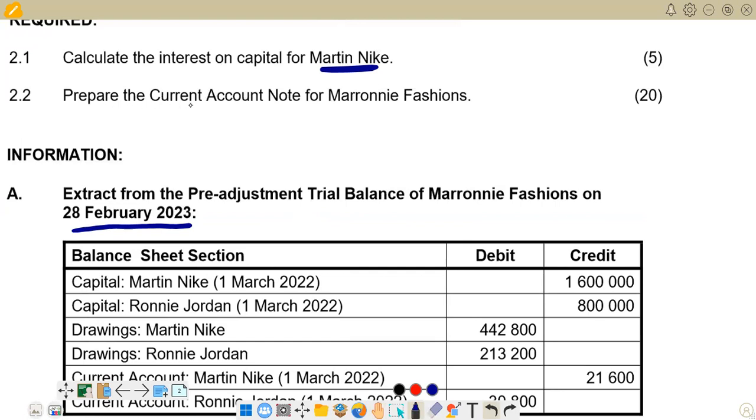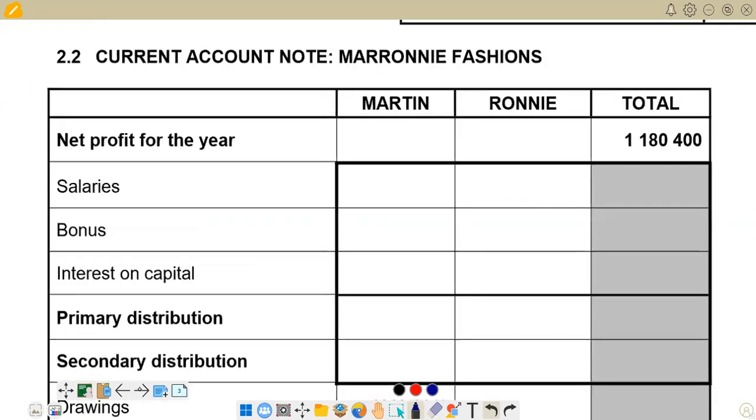The second part is saying prepare the current account note for Maroni Fashions. So if you come here on our answer section, this is the layout that we have for the current account note for Maroni Fashions. We've got a column for Martin, a column for Ronnie, and then we've got the total. So the net profit for the year, we've got this total 1,180,400. So here we are going to leave this space for net profit for the year. We are going to come back.